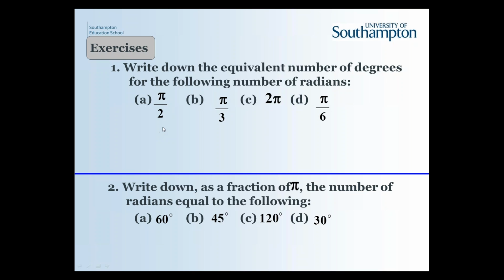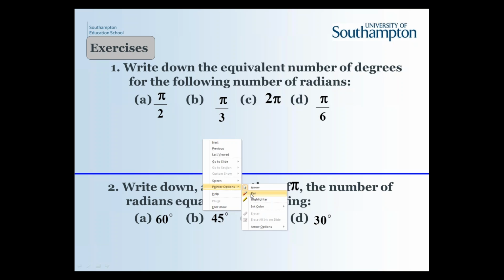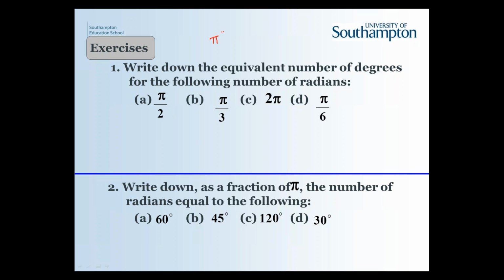I'll do just the first ones to show you, and then you can do the rest of them. So to write down the equivalent, here we're given the number of radians. Because we're saying it's pi over 2, so pi radians is 180 degrees. If I wanted pi over 2, I've just halved that side, so I need to halve that side. So pi over 2 is simply 90 degrees. So you just need to do the same to work out those.